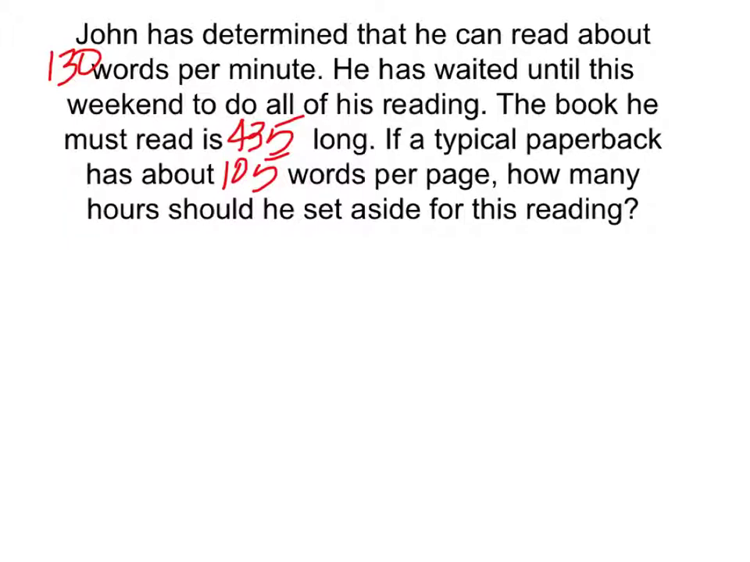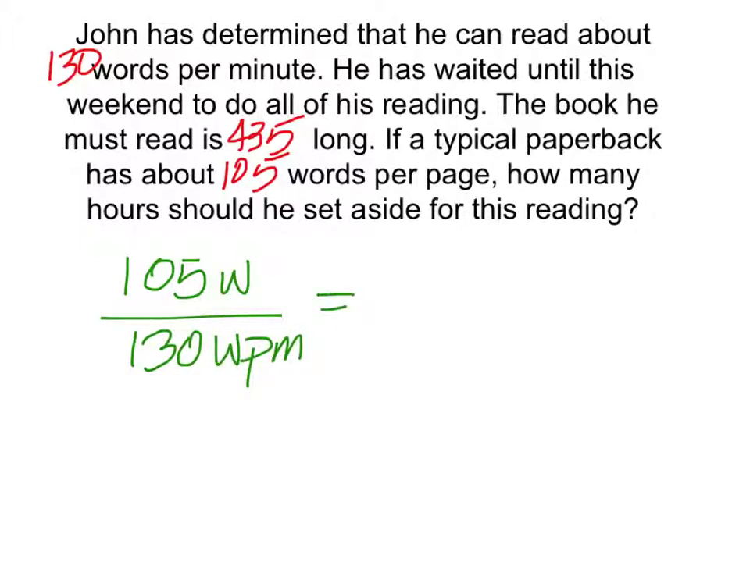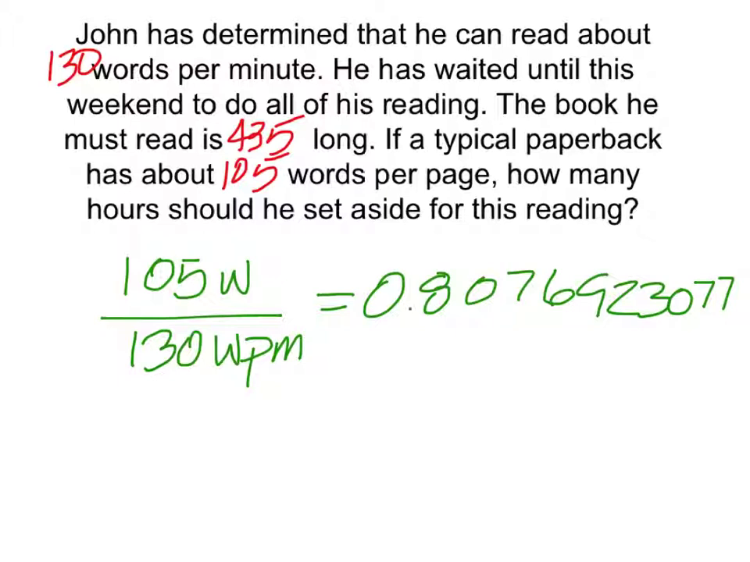Here's example 1. Alright, to solve this problem for the second time, because I fouled up the first time, you're going to have to look at your words per minute and then the words per page. You have 105 words per page, and he can read 130 words per minute. So you're going to divide 105 by 130 and come up with 0.80769230077. Do not round that. Leave it the way it is.